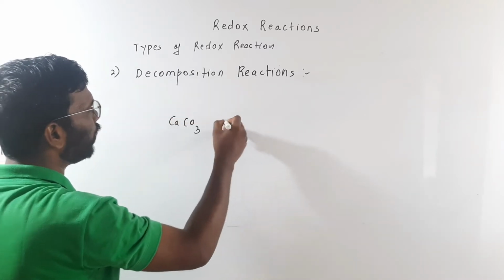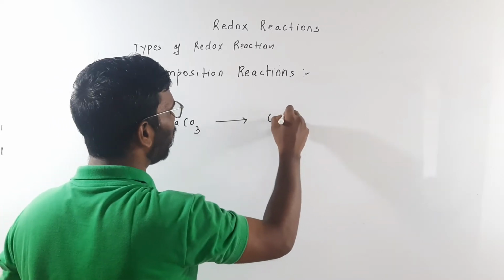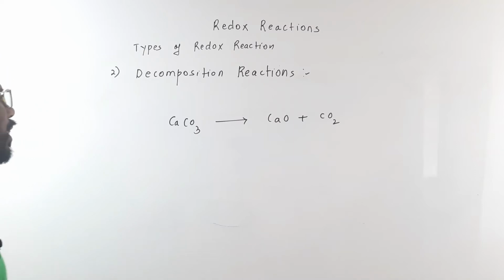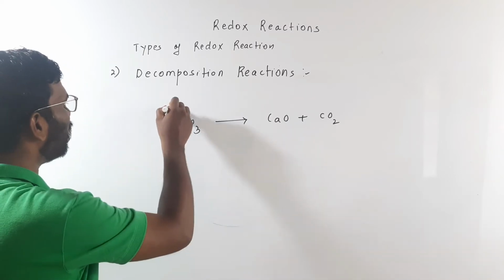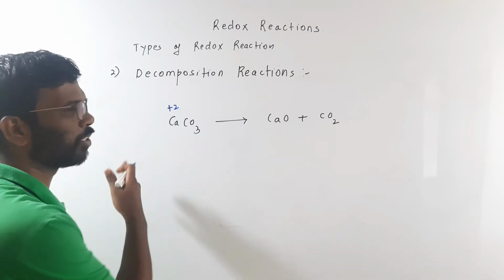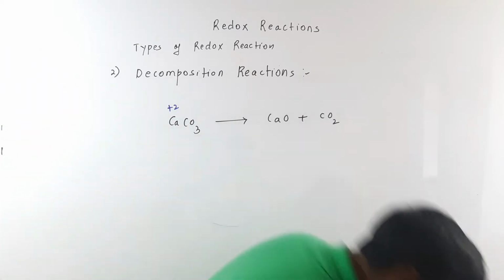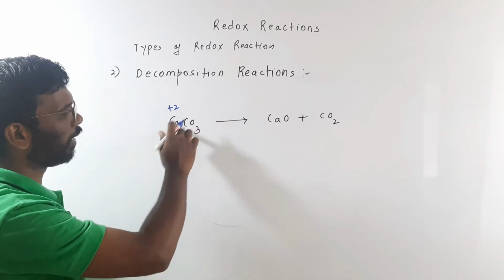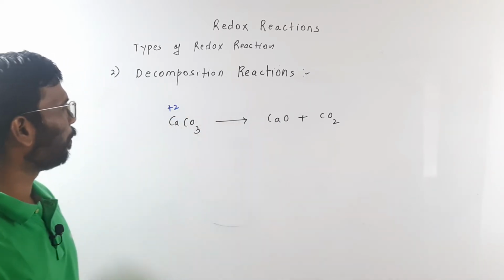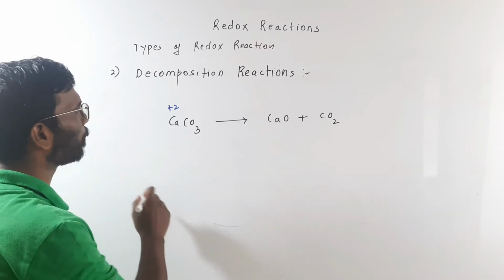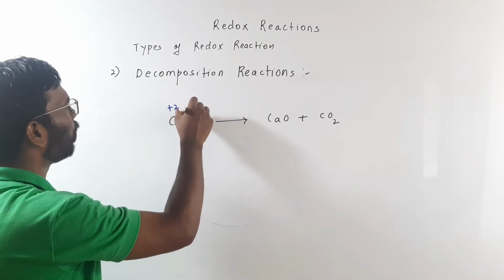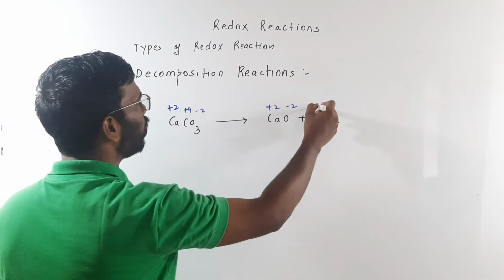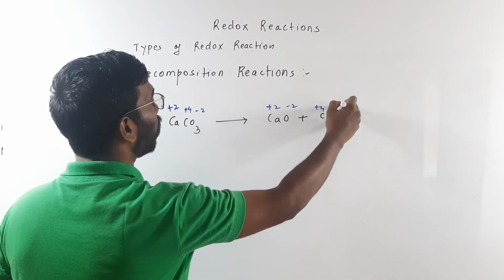Calcium carbonate changing to calcium oxide and CO2. Now what will you say regarding this? Here calcium is in +2. If you solve this, calcium will be mostly existing in the +2 oxidation state, right? Then oxygen is in -2 in a combined form and carbon will be in +4, right? Here it is +4 carbon, this is -2. So here also calcium is in +2, this is -2, carbon is +4, oxygen is also -2.